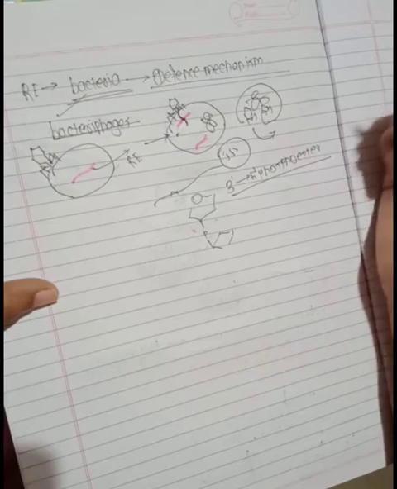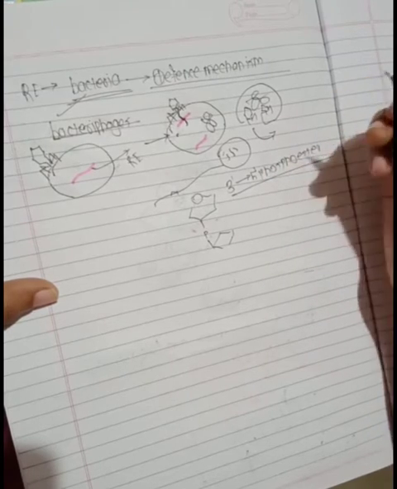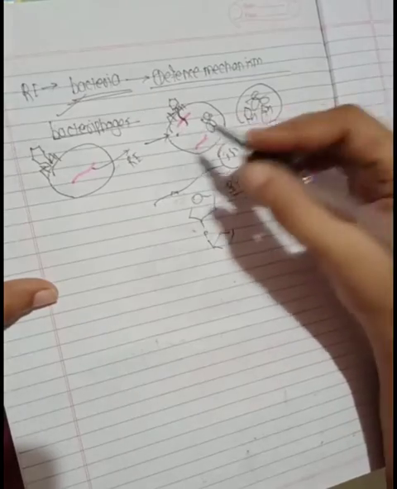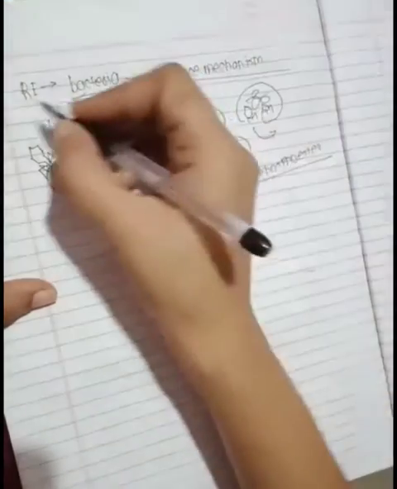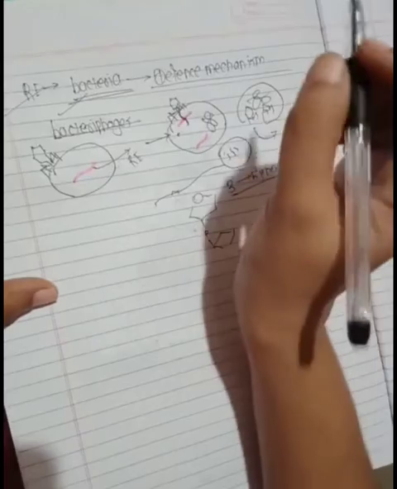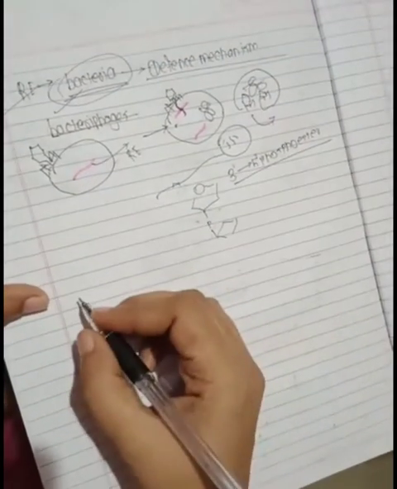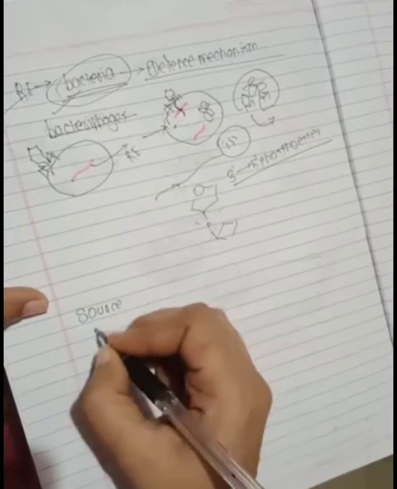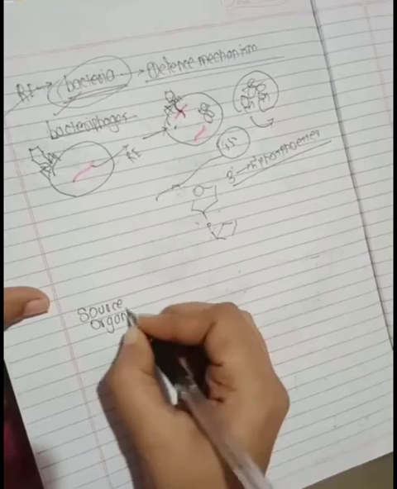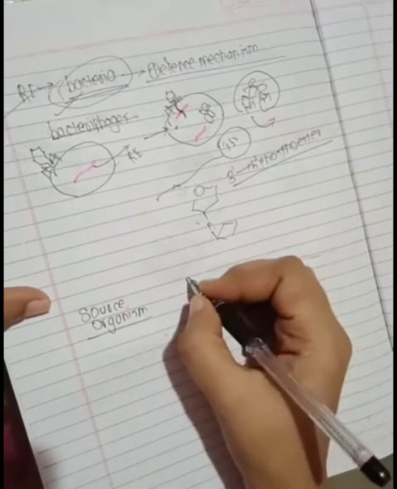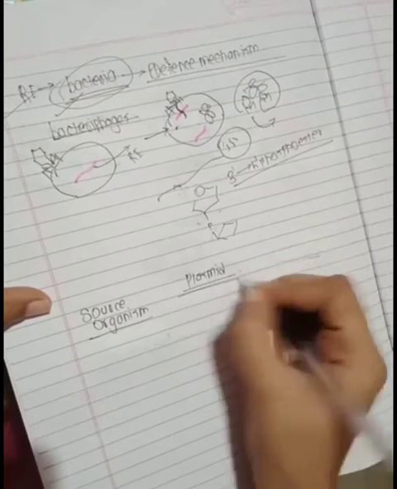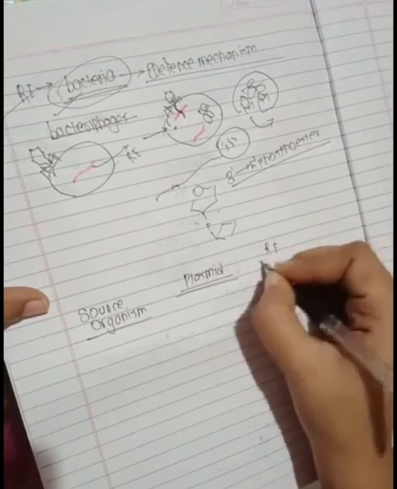This is how you can restrict. The restriction enzyme helps to restrict the multiplication of this DNA in the bacterial cells. So the restriction enzyme plays a very important role in bacteria. Now what we have seen is we have got our source organism, then we have got our plasmid, and we have got our restriction enzyme.